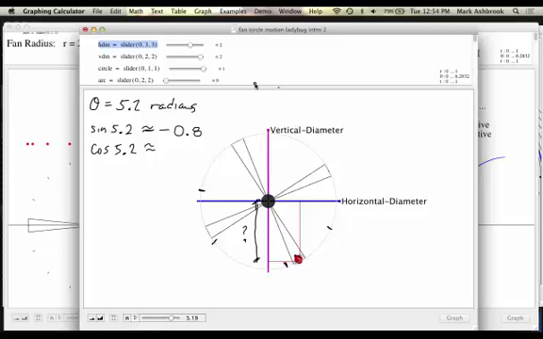Does it make sense? Okay, how about cosine of 5.2? Now we're talking about what? Horizontal distance as a fraction of radius length. What would you estimate it to be? First of all, positive or negative? Positive. Positive what? 0.2? 0.6? No, it's not. 0.6 is more than halfway. Is that more than halfway?